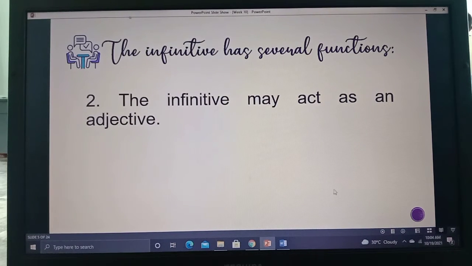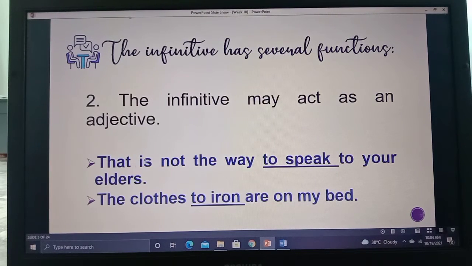Next one, we do have the infinitive may act as an adjective. So, pwedeng an adjective. When we say adjective, part of speech, ito yung naglalarawan dun sa subject. So, ang example natin is, that is not the way to speak to your elders. Ang infinitive dito ay to speak at anong minomodify niya or anong dinidescribe niya, yung way. So, ito yung minomodify ng infinitive natin na to speak.